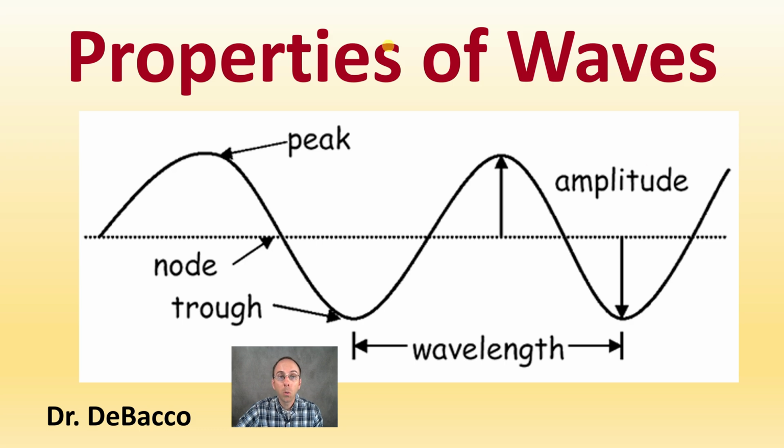This is a nice visual here of the properties of waves, with some visuals for some key terms. Peak is the top or the crest. Notice that the midpoint here is that horizontal line. Trough is the bottom. Amplitude is the distance essentially from the midline to the top of the crest or the bottom of the trough. And the wavelength is from trough to trough or measured from peak to peak.